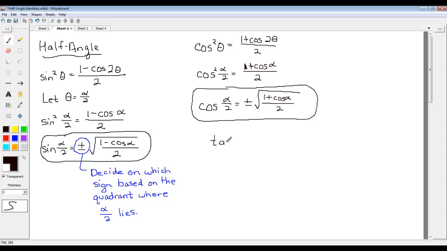And then tangent squared theta equals basically sine squared over cosine squared, which we did earlier. We had 1 minus cosine 2 theta over 1 plus cosine 2 theta. So replace that theta with alpha over 2.